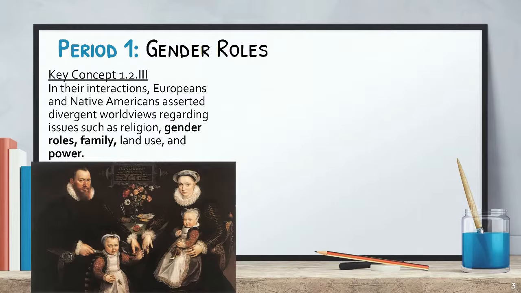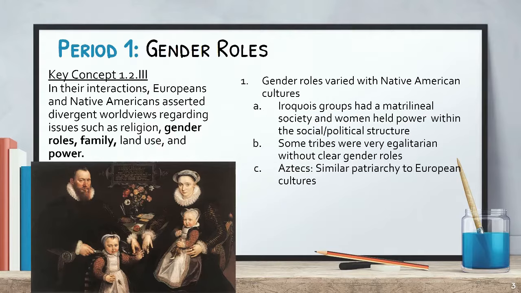Starting out with Period 1 in gender roles, College Board Key Concept 1.2 says, in their interactions, Europeans and Native Americans asserted divergent worldviews regarding issues such as religion, gender roles, family, land use, and power. Let's take a look at some specific examples of the divergent gender roles. With Native Americans, there are many different cultures, some of which are very different from Europeans, some not so different.